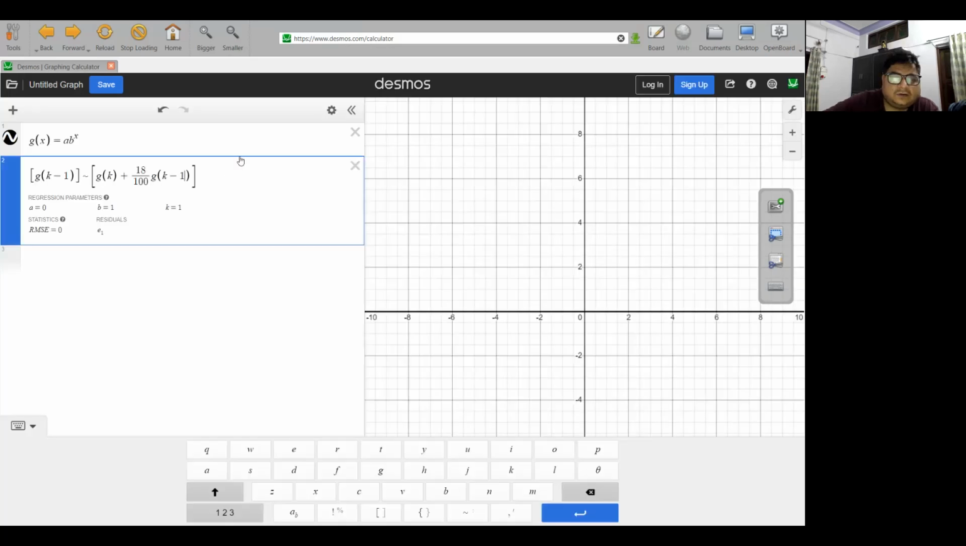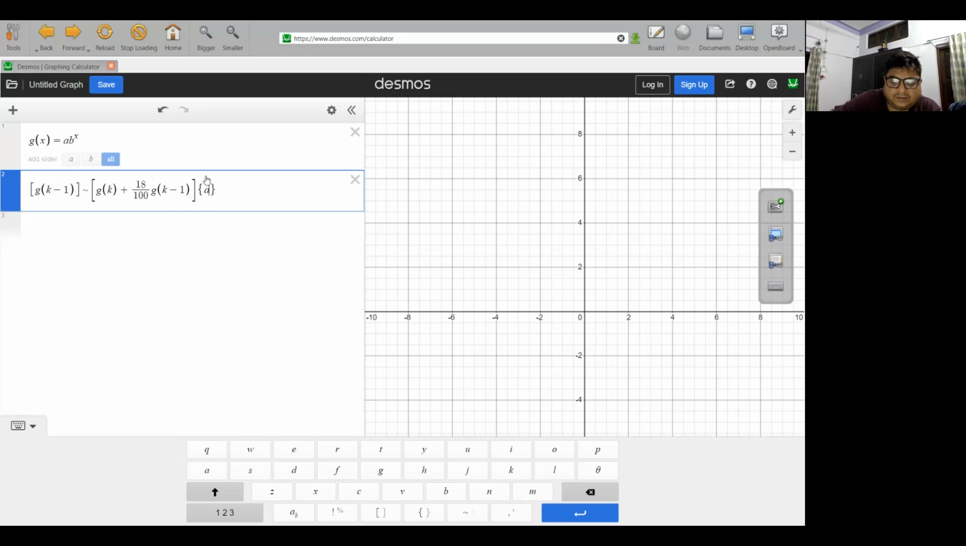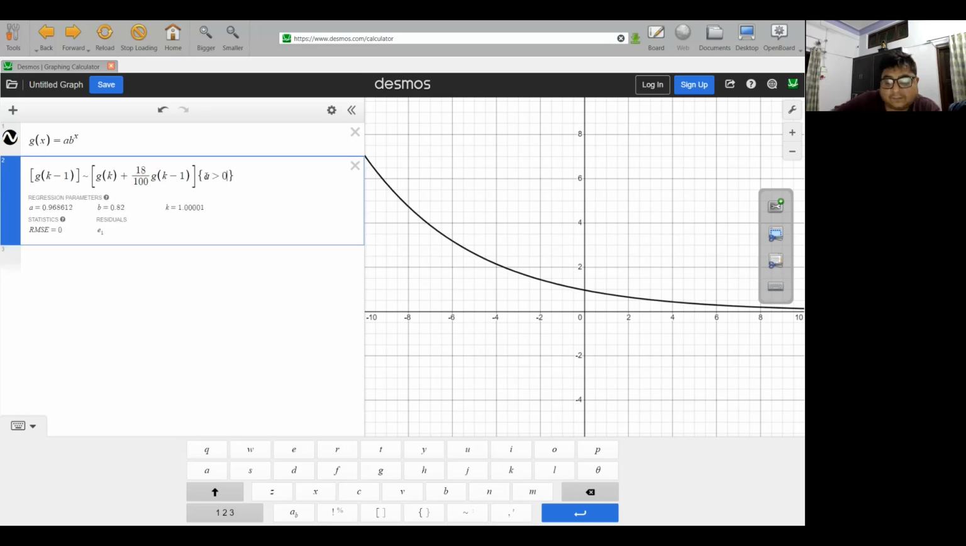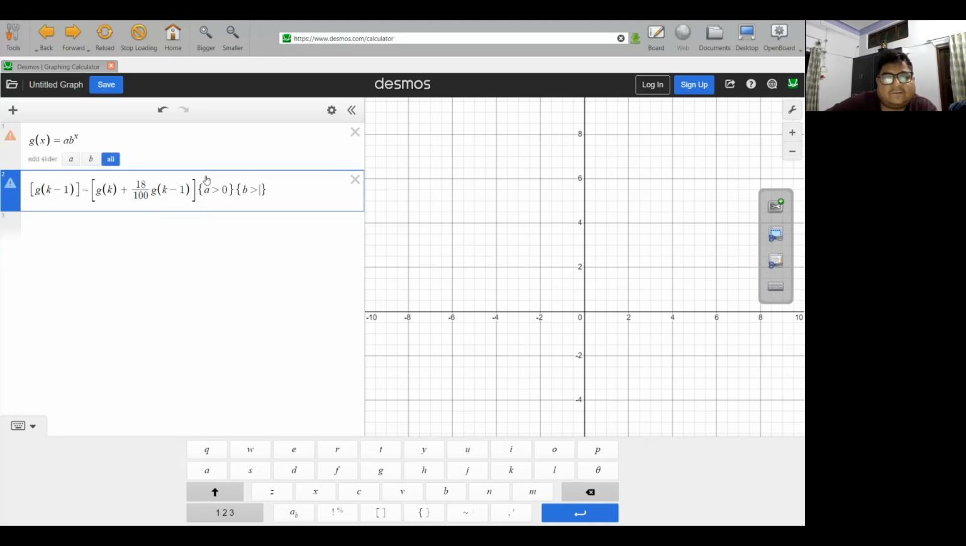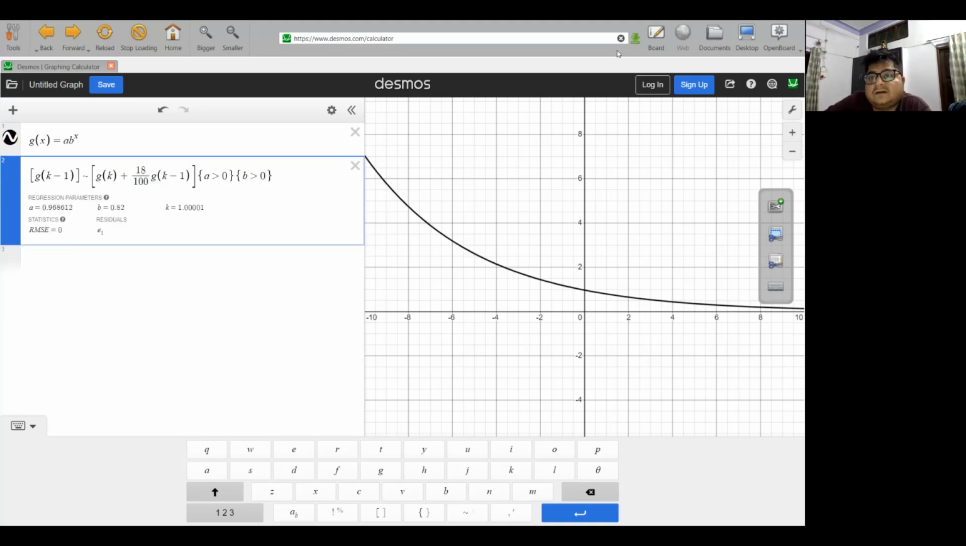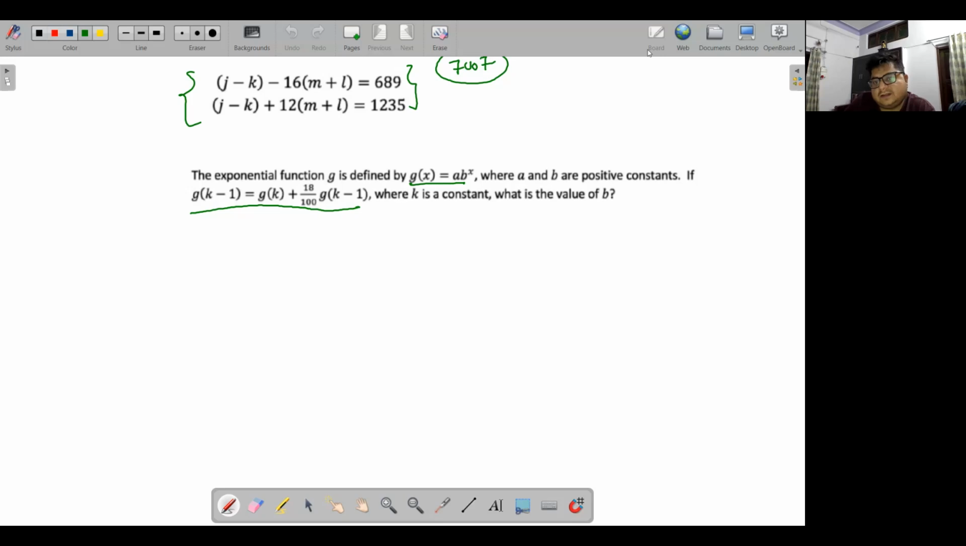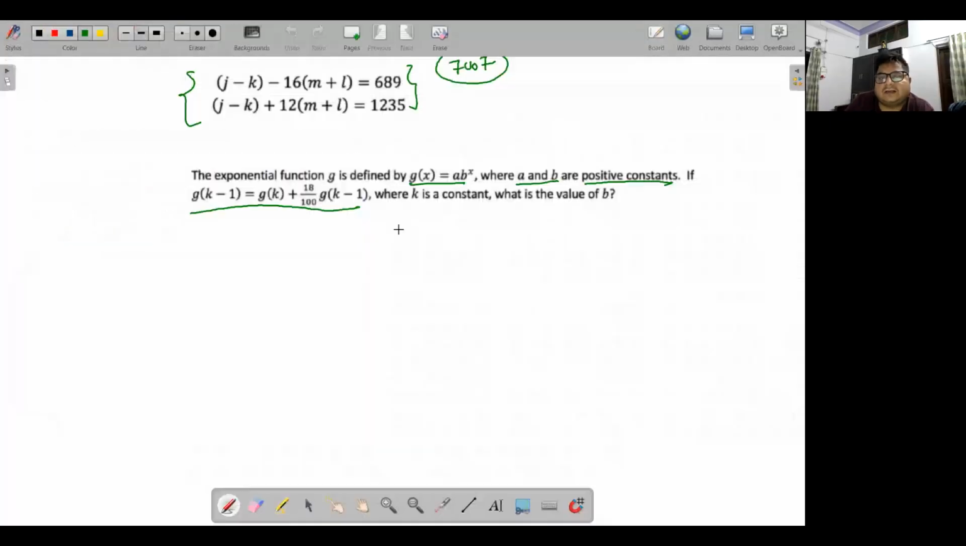Okay, we need to give the constraint that a has to be greater than 0 and b also has to be greater than 0. Why do we have to give this constraint? Because in the question itself it's written that a and b are positive constants. Now the value of b is 0.82. So the answer is 0.82.